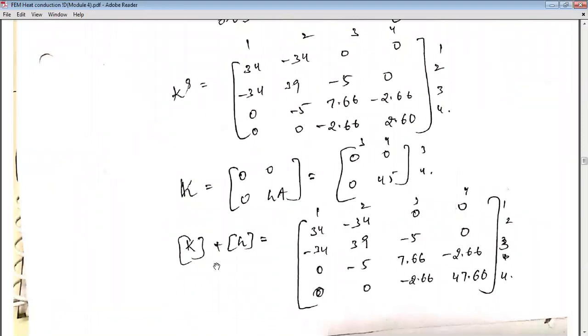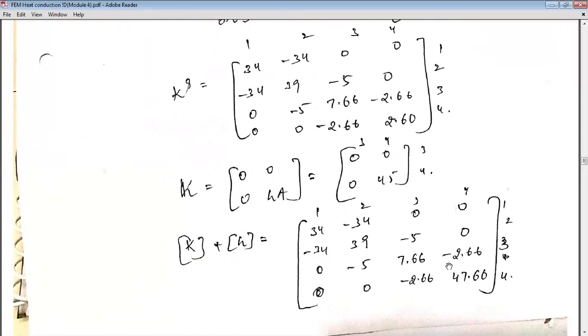Now you will be writing the K stiffness matrix plus the H matrix, you add it, K plus H. So here is the K matrix. You can see 3 and 3 and 4 and 4. Observe: 1 of 1 is 34, 2 of 1 is minus 34, 0, 0. Here it will be minus 34, 2 of 2 is 39, 3 of 2 is minus 5, 4 of 2 is 0. Observe here, 4 of 2 is 0.